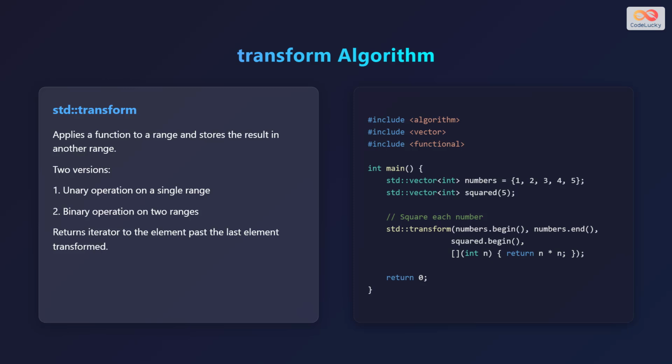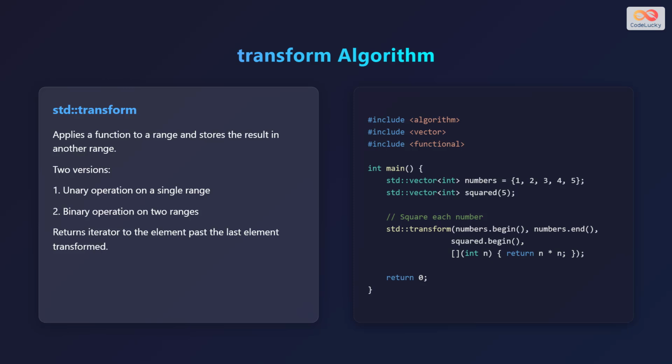Let's discuss the transform algorithm. The transform algorithm applies a function to a range and stores the result in another range. There are 2 versions of this algorithm. The first version is a unary operation on a single range, and the second is a binary operation on 2 ranges. It returns an iterator to the element past the last element transformed.